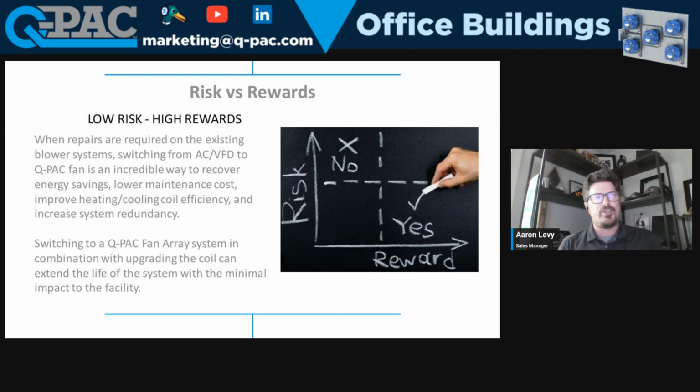And this is where the low risk and high reward comes in. When repairs are required on this stuff, switching from AC to EC is not that big of a change. You do get a lot more efficiency out of your system with EC. You eliminate some of the issues of the destruction part of a VFD. You get lower maintenance costs, improved cooling efficiency, more redundancy in a system, and less harmonics if you're looking at a 6 pulse compared to a standard EC.